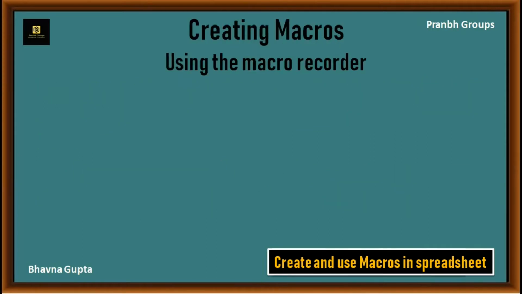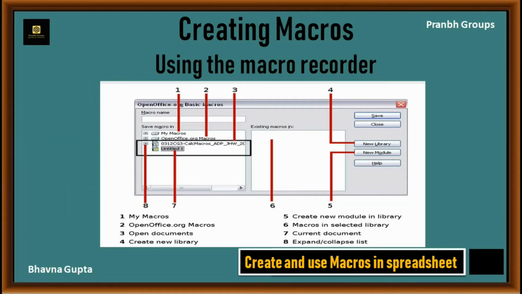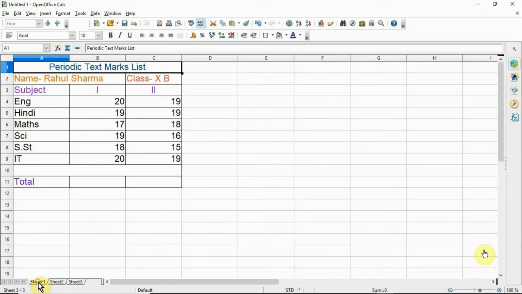Second topic, creating a macro using the macro recorder. Recorder means the feature that records your actions and then performs them as they are. Macros are saved with a particular name, and whenever we need to perform the action, we can do it by running a saved macro. Let's do the practical and see how to create a macro using the macro recorder.